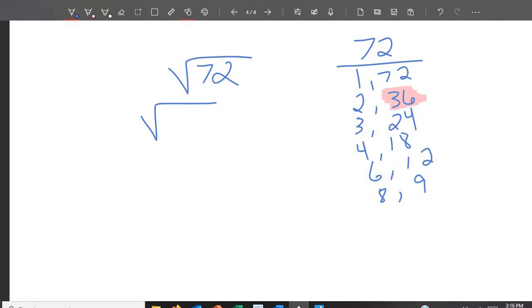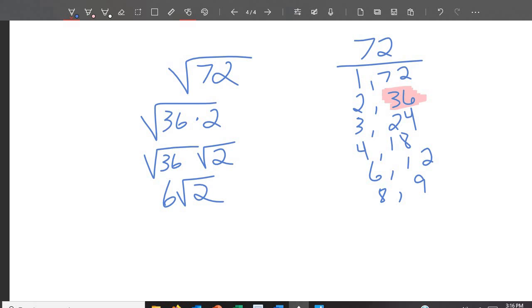The biggest number is 36. We rewrite this 72 as 36 times 2. Break it apart. We'll get 6 square root of 2. I think it'll be a lot easier if you do this, or list out the factors.